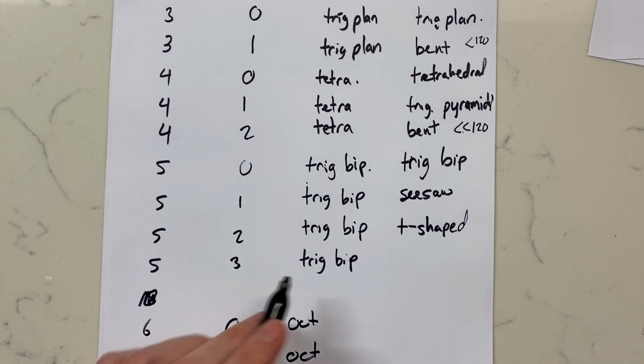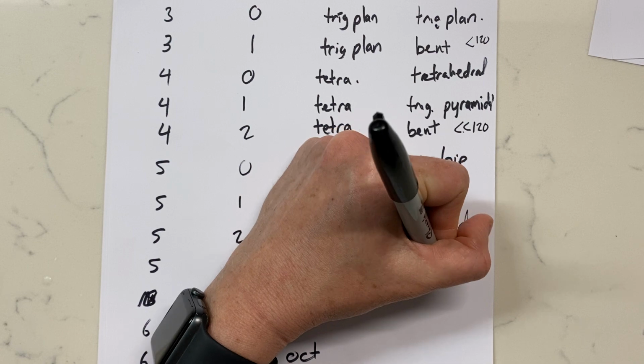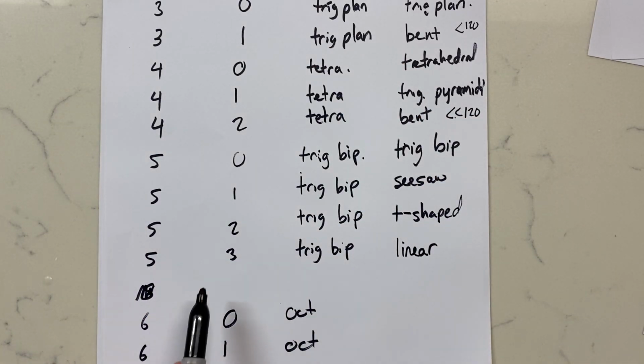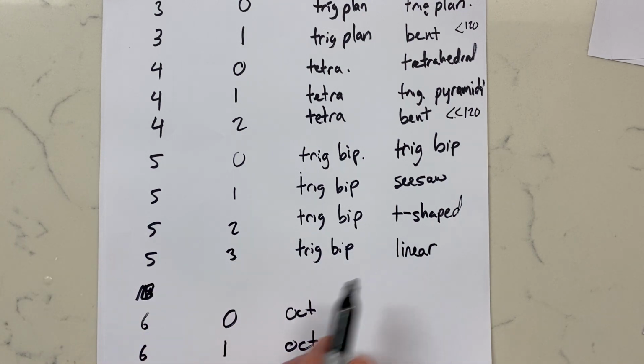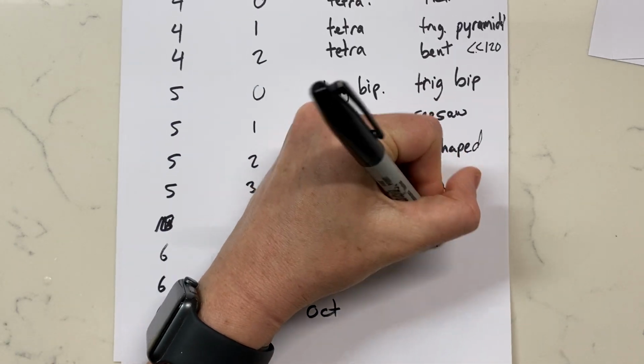And if you have 3 lone pairs, it actually goes back to being linear, and it's going to be 180 degrees. And this is one that people love to throw on exams. They love to test you and throw 5 electron groups on there, 3 of them lone pairs, and see if you say linear, because it's kind of counterintuitive.